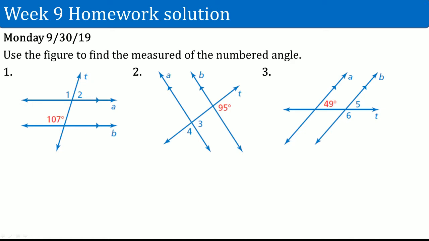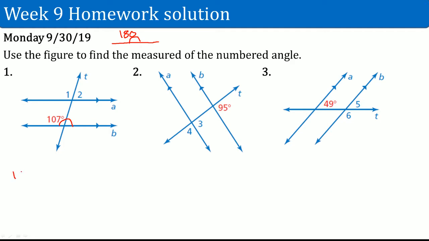Problems 1, 2, and 3 ask us to use this figure to find the measure of the numbered angle. So we're trying to find the angle value here. We know that this is 107 degrees, and right here it forms a line. Notice that a line is always going to be 180. So we could find this missing piece by writing an equation.